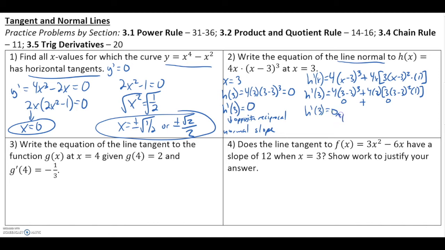Just remember that is tangent. Well, if we try to do opposite reciprocal, we're going to end up with negative 1 over 0, which is undefined. And that's okay because undefined should lead us to realize that our normal line has to be a vertical line. And a vertical line is always defined by the x value, and the x value we originally had was 3. So our normal line is x equals 3.